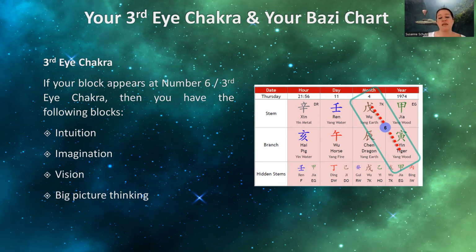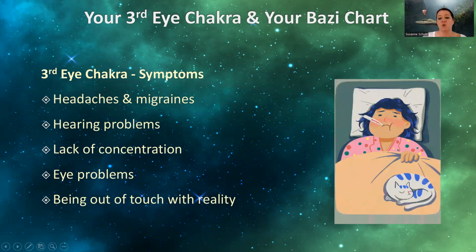And then your big picture thinking is also implicated. When you see this type of block in your chart, you don't really see the big picture, or you're too focused on the small details to actually be able to think outside the box. This could all be affected by a third eye chakra block. Now, the symptoms then are very similar, obviously, to the kind of aspects that are affected. You may experience some of them, or maybe all of them. It doesn't really matter.